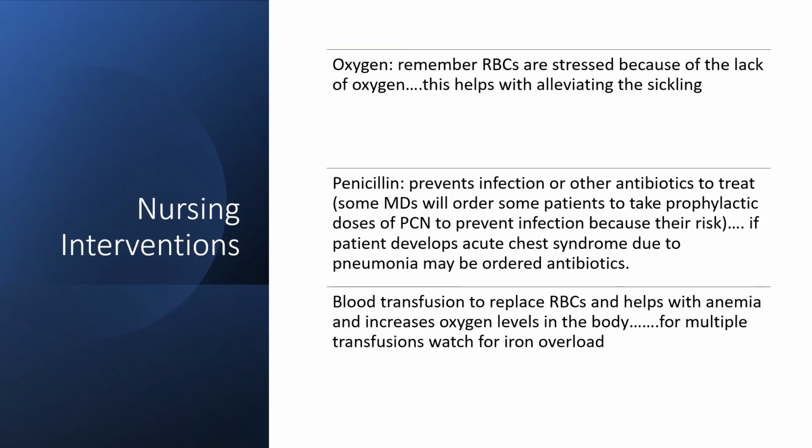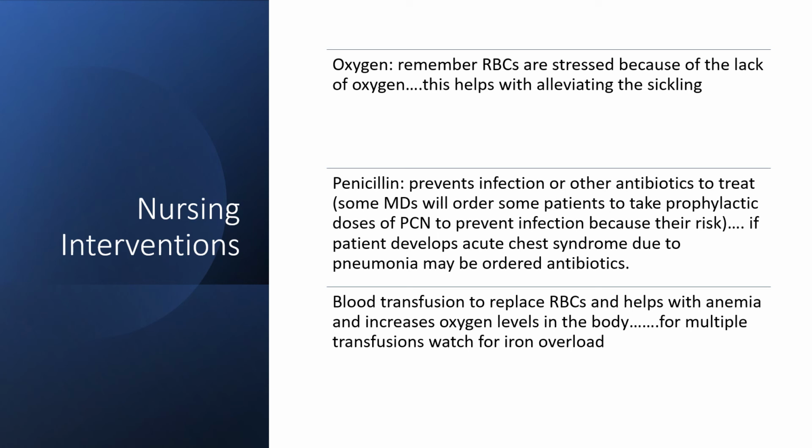Other nursing intervention includes, we already talked about the oxygen. Now the antibiotics will prevent infection. So some doctors will have you give it prophylactically because we already know that the spleen is compromised and this patient is at risk to develop acute chest syndrome. So they will put them on that prophylactically. So when you're giving your report, don't say the patient has an infection, unless he has an infection, because it may just be prophylactic, just to ensure that he doesn't get the infection.